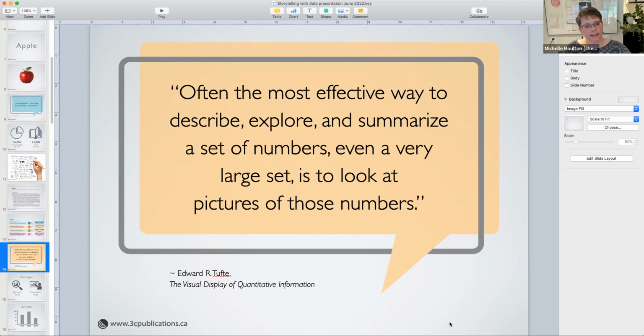And so Mr. Tufte says, often the most effective way to describe, explore, and summarize a set of numbers, even a very large set of numbers, is to look at the pictures of those numbers. So what he's talking about really, right, is turning our numbers into tables, charts, and graphs.